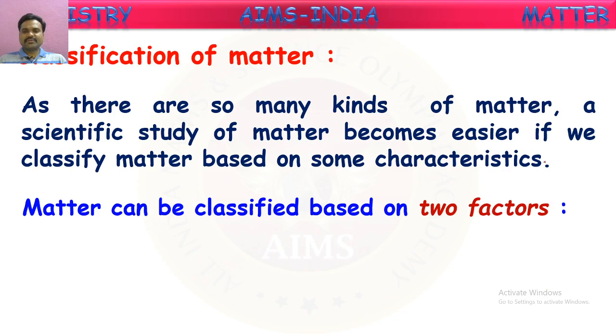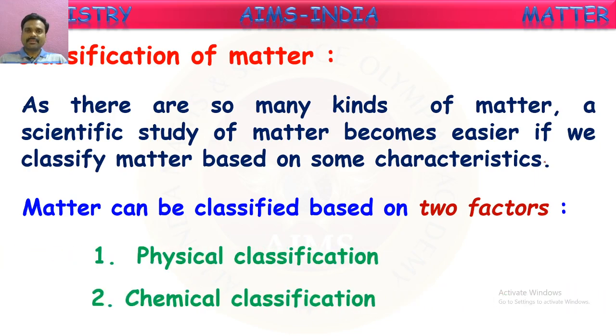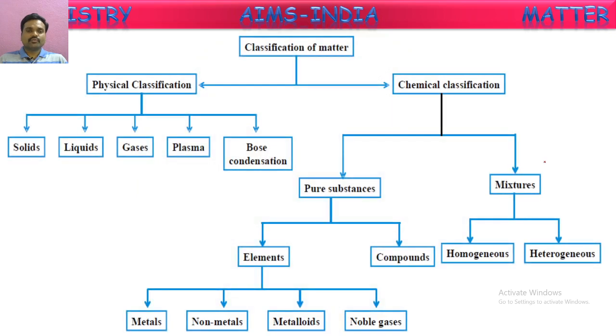Matter can be classified based on two factors. What are those? One is physical classification, another is chemical classification. Based upon these two factors, you can classify matter. See, the full chart for classification of matter is shown. One is physical classification, the other is chemical classification. The physical classification is based upon the type of particles existing in the matter and the arrangement of particles in the matter.